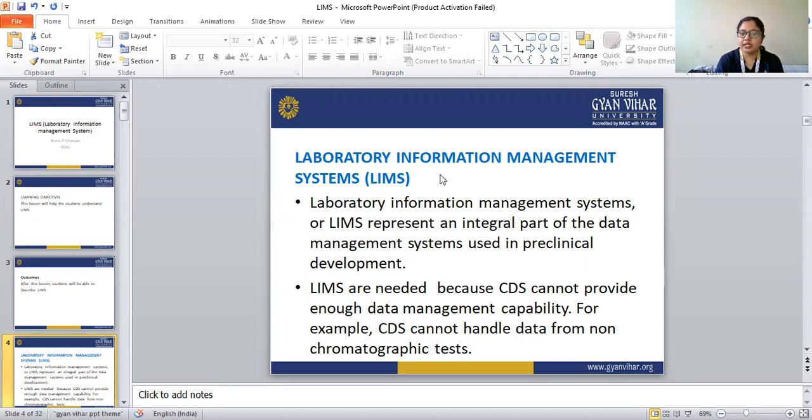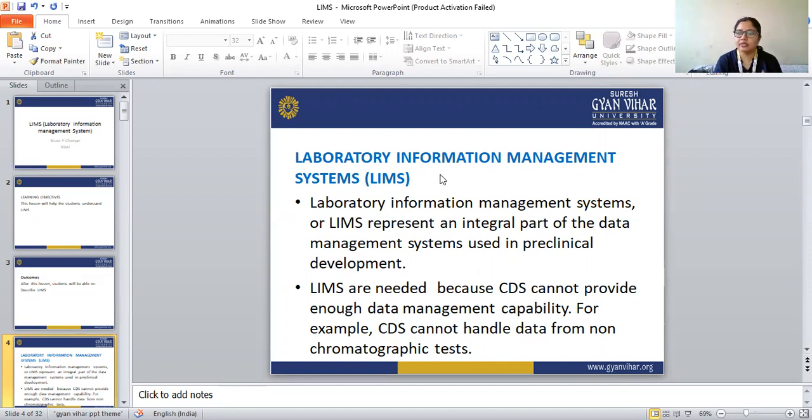LIMS are needed because CDS cannot provide enough data management. This LIMS is compulsory in preclinical development because the CDS, the chromatographic data system, cannot provide enough data management capability. When we compare the LIMS and the CDS, the LIMS is better because CDS only provides the chromatographic data, since CDS stands for chromatographic data system, or data analysis, while LIMS provides all the chromatographic data as well as all other data available in that particular laboratory.